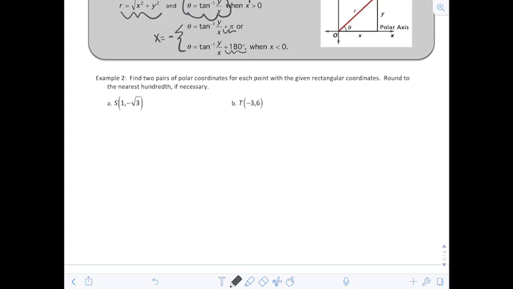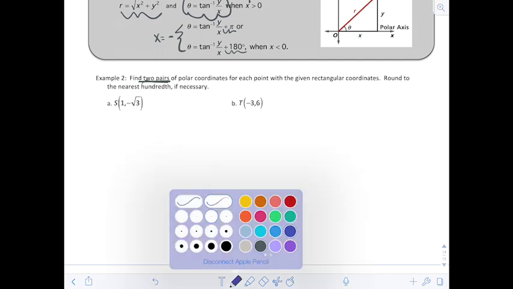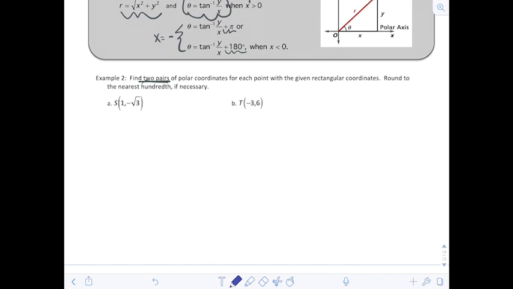Okay, so let's take a look. Find two pairs of polar coordinates for each point with the given rectangular coordinates, and round to the nearest hundredth if necessary. So when we take a look at this, 1, negative root 3. Think about the quadrant where this is so that we know if our answer in the end is going to make sense. So if I go 1 to the right and down root 3, this is going to be in quadrant 4.